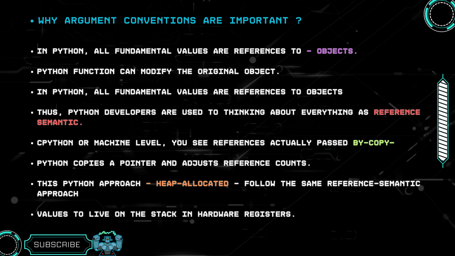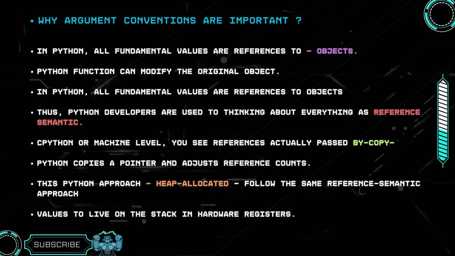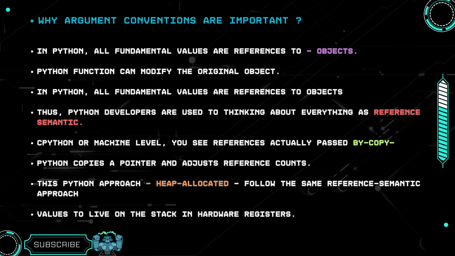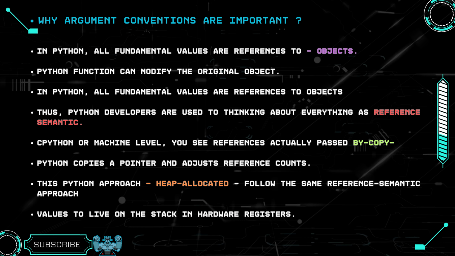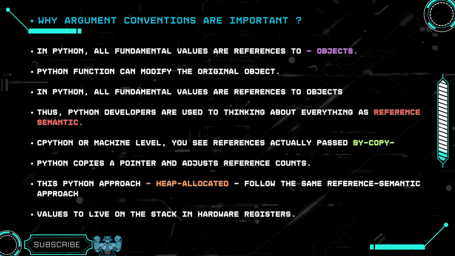At the Python machine level, you see references actually passed by copy. Python copies a pointer and adjusts reference counts. This Python approach, heap allocating everything, follows the same reference semantic approach, while Mojo allows values to live on the stack in hardware registers.